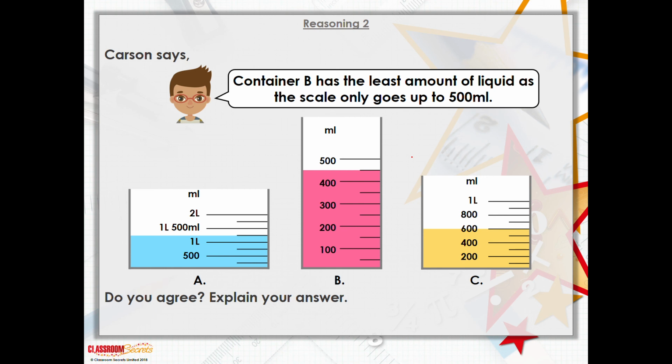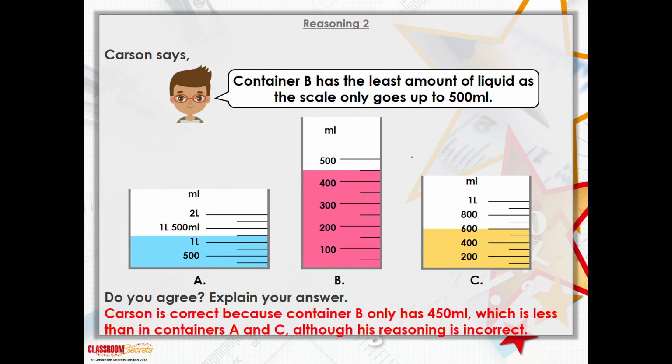So have a look at these, have a look at that container B, containing the least amount. Have a look at the others. Is he right or is he wrong? That's right, so he is correct because it does only go up to 500. So it only goes up to 500 millilitres. And we can see that it's only got 450.